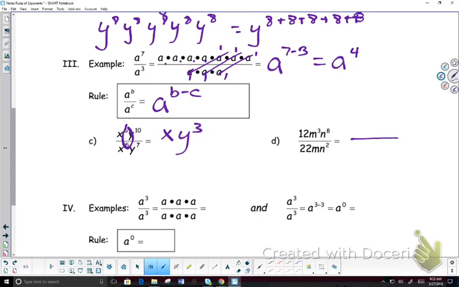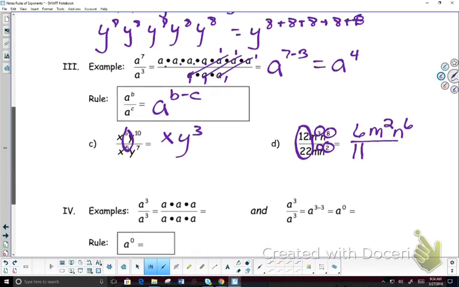In this case, I'm going to deal with my coefficients first. 12 over 22, they're both divisible by 2. So 12 divided by 2 is 6. 22 divided by 2 is 11. Next thing I would ask is where's the bigger m? It's on top, so I'm going to write it on top. And then I'm going to take 3 minus 1, which will give me 2. Where's the bigger n? It's on top, and I'm going to take 8 minus 2, which is 6.